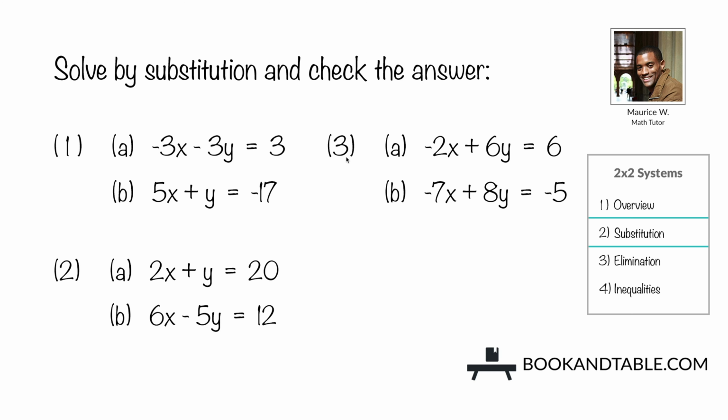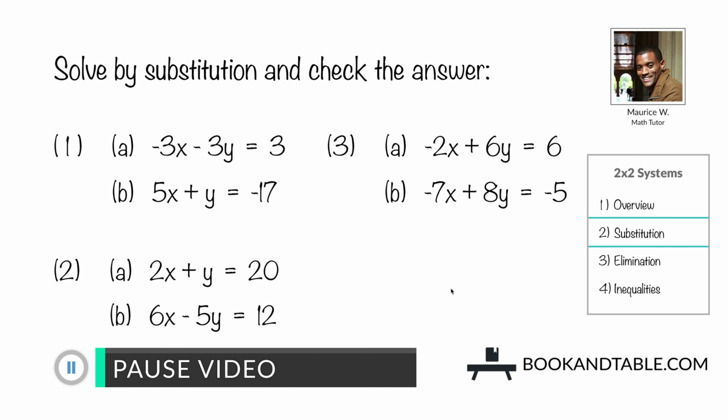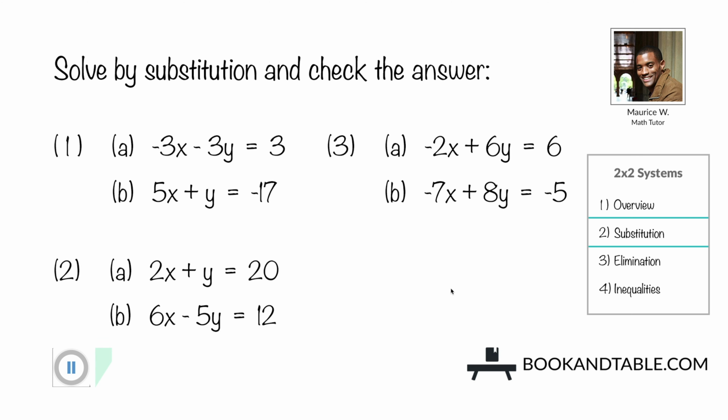Question number 3, equation A, negative 2x plus 6y is equal to 6. In equation B, negative 7x plus 8y is equal to negative 5. Pause the video, answer these questions, and then press play when you are ready to begin.